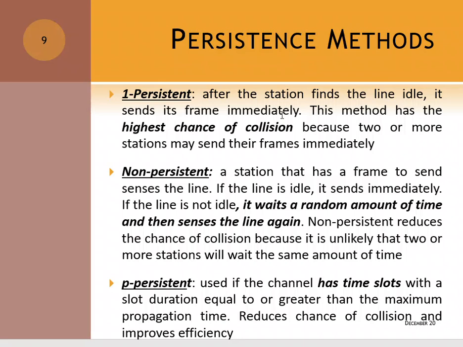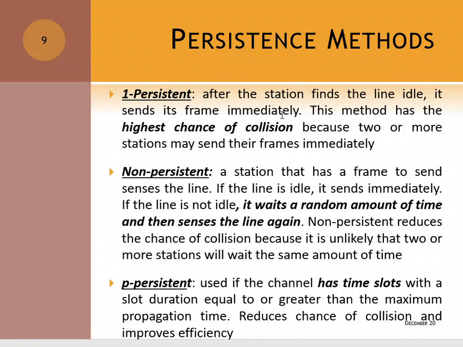Yang tu one persistent. So, kalau kita guna cara one persistent tadi, kemungkinan berlaku pelanggaran data tu sangat tinggi. Sebab mungkin bukan hanya satu station yang tengah sense the medium tu, link tu. Okay, bila free je, bila line tu clear je, terus hantar. Kalau dua atau lebih station menghantar pada masa yang sama, we have highest chance of collision.